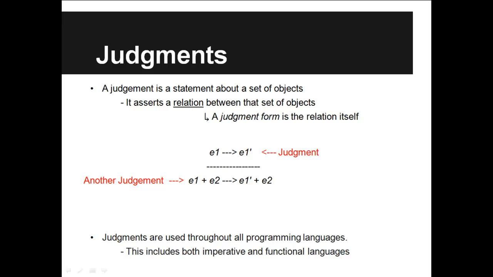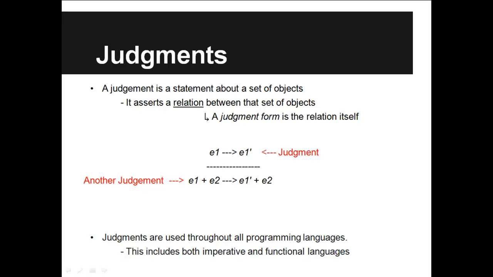Judgments. A judgment is a statement about a set of objects. It asserts a relation between that set of objects. In the example below, you can see E1 evaluates to E1 prime, which is the relation that has been set between the two objects E1 and E1 prime. A judgment form is the relation itself.